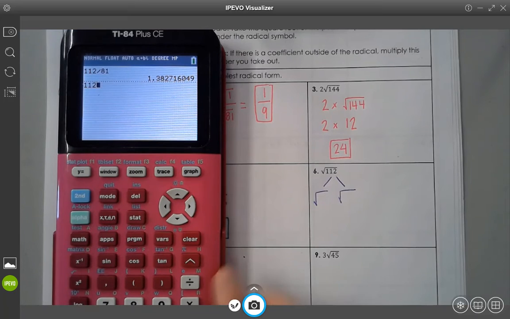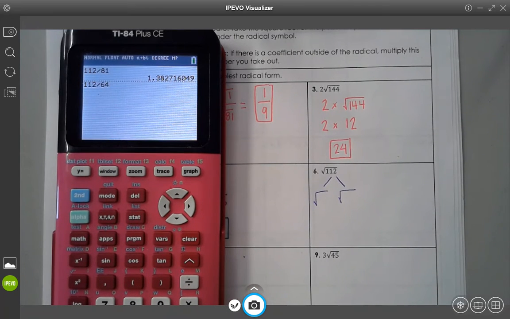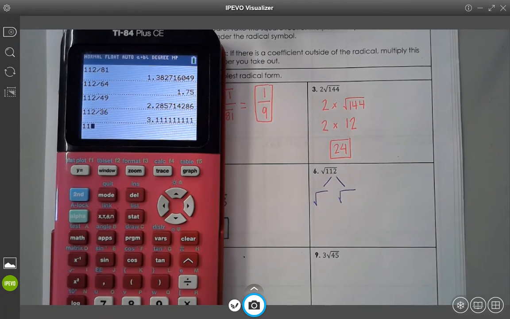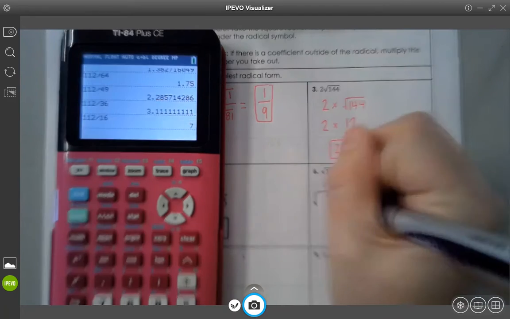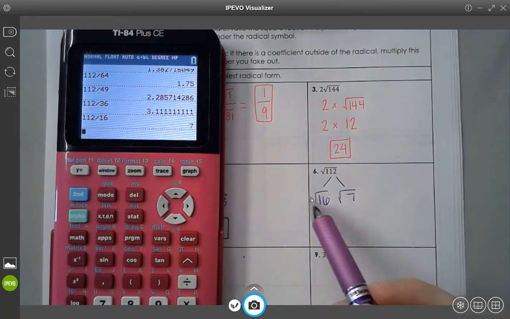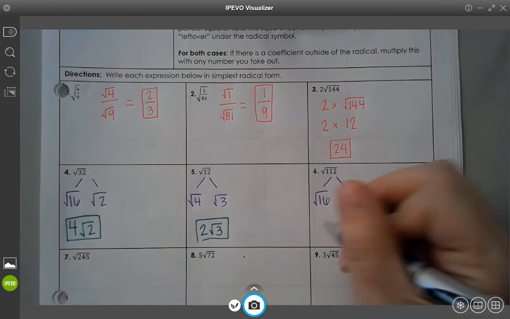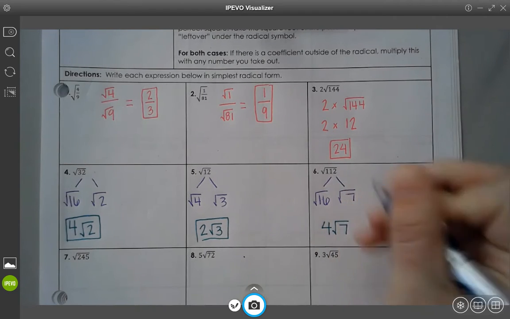Nope. 112 divided by 64. Nope. 112 divided by 49. Nope. 36 is the next one. Nope. Now 25 does not go in there, but if you don't know that, you can try 25. 16, yep, it's 16 and 7. 16 times 7 gives me 112. And do you know what the square root of 16 is? It is 4, and then the square root of 7 is left.